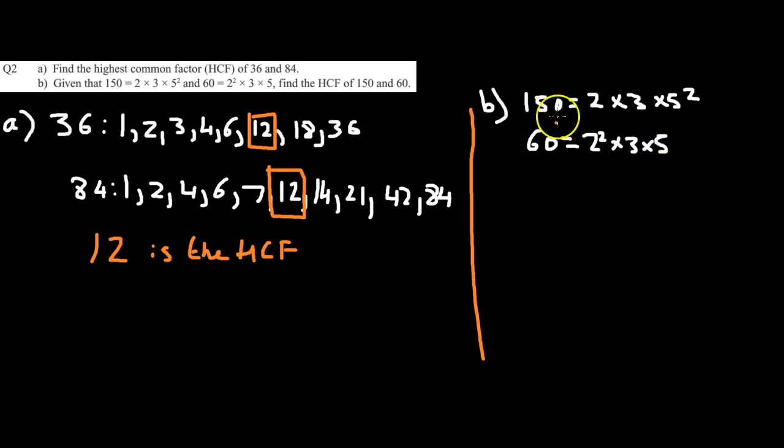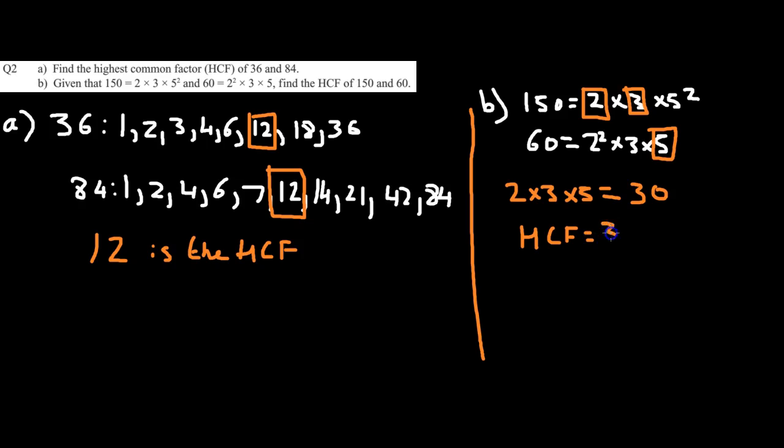So remember, in highest common factor what we do is look for the smallest power. So here it's going to be 2, here it's going to be 3, that's the smallest power, and here the smallest power is 5. So the highest common factor is going to be equal to 2 times 3 times 5. That's equal to 30. Therefore the highest common factor of 60 and 150 equals 30.